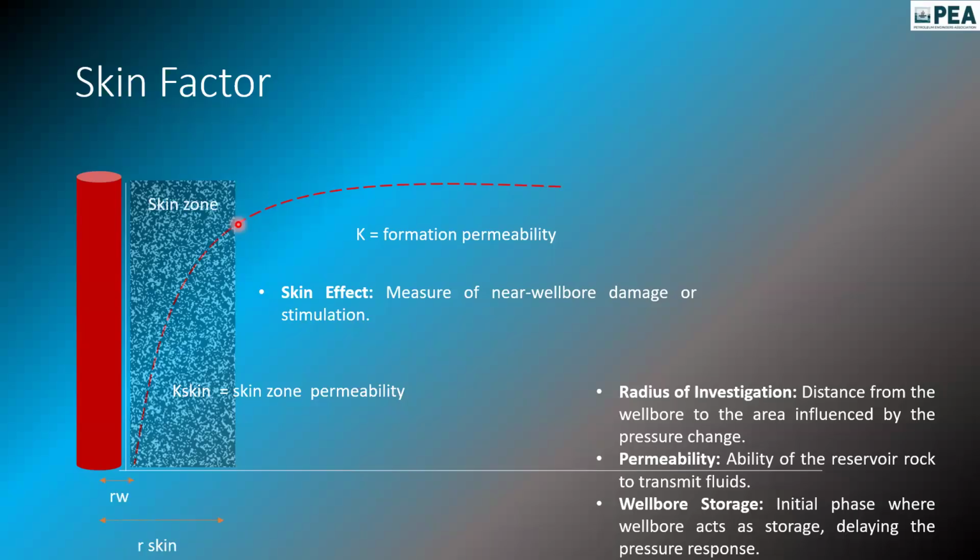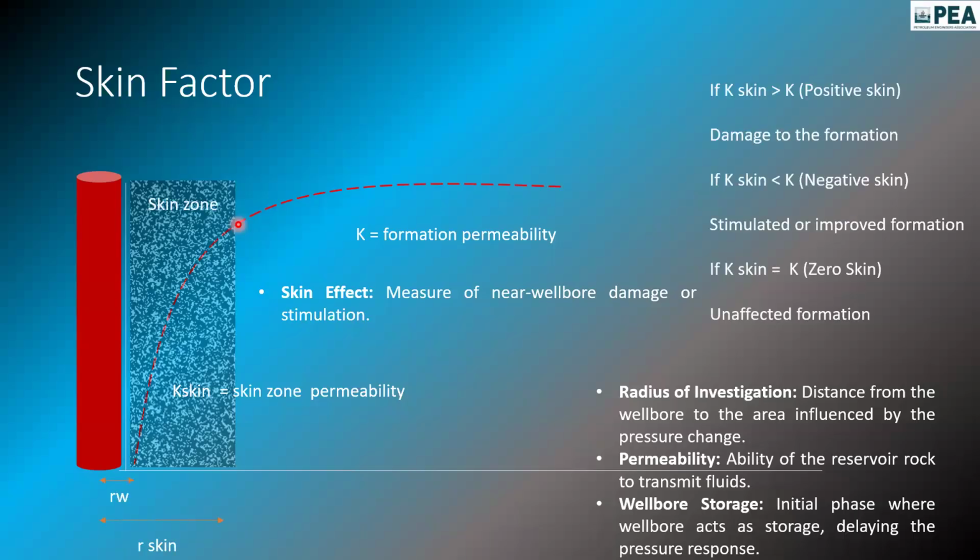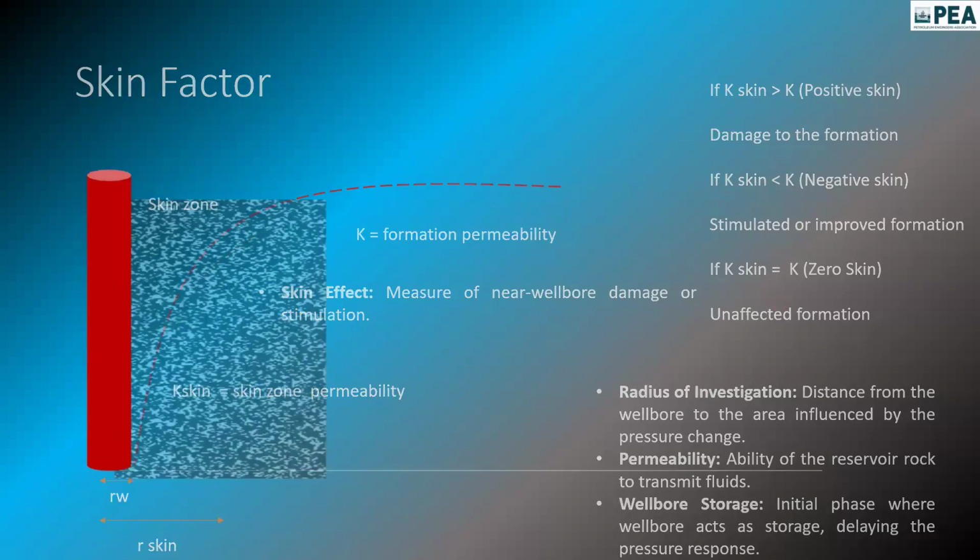And as we know, we have three kinds of it. One is positive skin, which represents damage, and another is negative skin. If you have done some kind of fracturing technique or something, so that permeability has increased, then the skin will become negative. If there is no damage, the flow is almost the same and permeability is the same, then we can say that the skin effect is zero. So this is about skin factor.